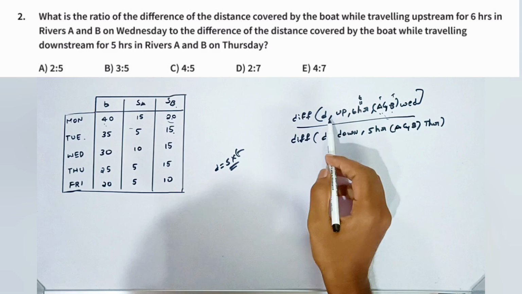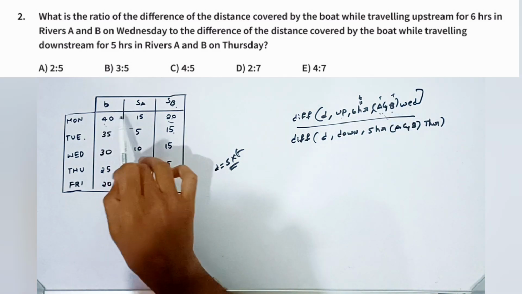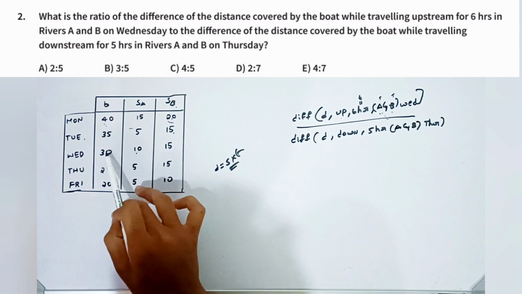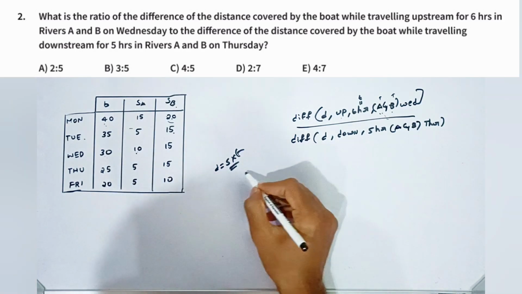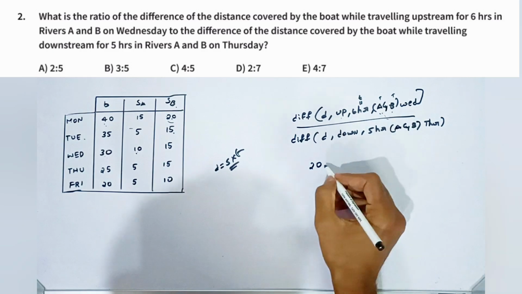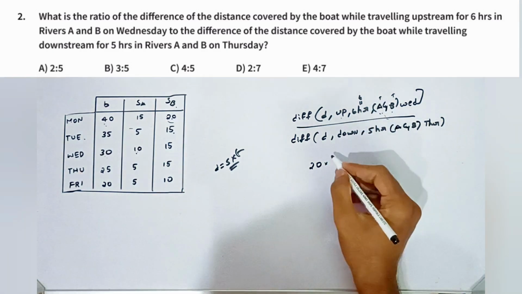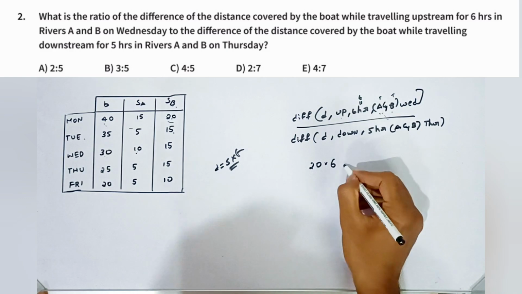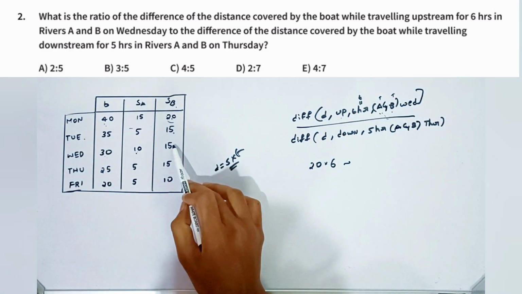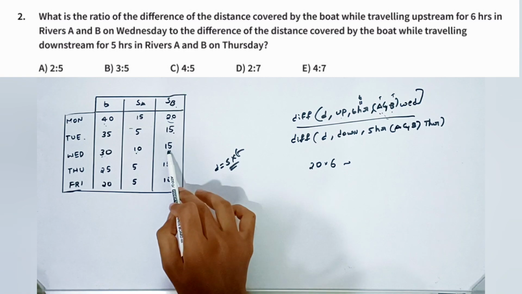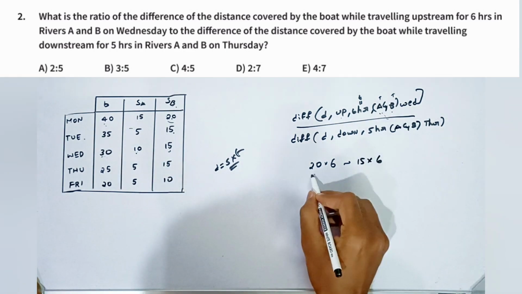Let's solve this. Here it is upstream. So A on Wednesday, upstream is nothing but B minus S, 30 minus 10 is 20, so the speed is 20. Now here it is given that 6 hours is the time. Minus, and let's calculate B. So B on Wednesday, 30 minus 15, it is 15, right? So 15 into 6.